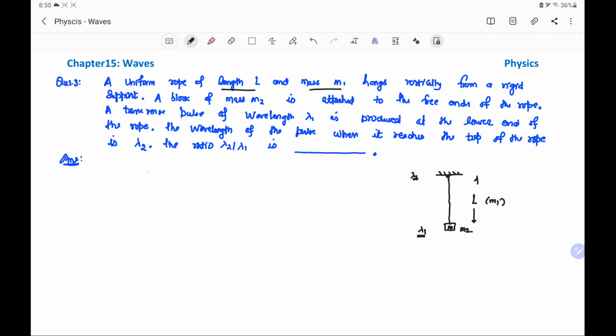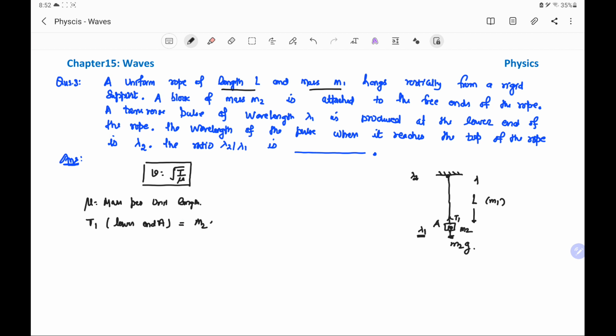We know that velocity of the wave in a stretched string is V equal to root T by mu, where T is the tension in the string and mu is the mass per unit length. Here mu equals mass per unit length, and it is the same for each point of the string. Tension is T1 at the lower end. Lower end is, say, A. And this is equal to the weight of the block attached to it. So tension in the string at this point is T1. This T1 is equal to m2g.